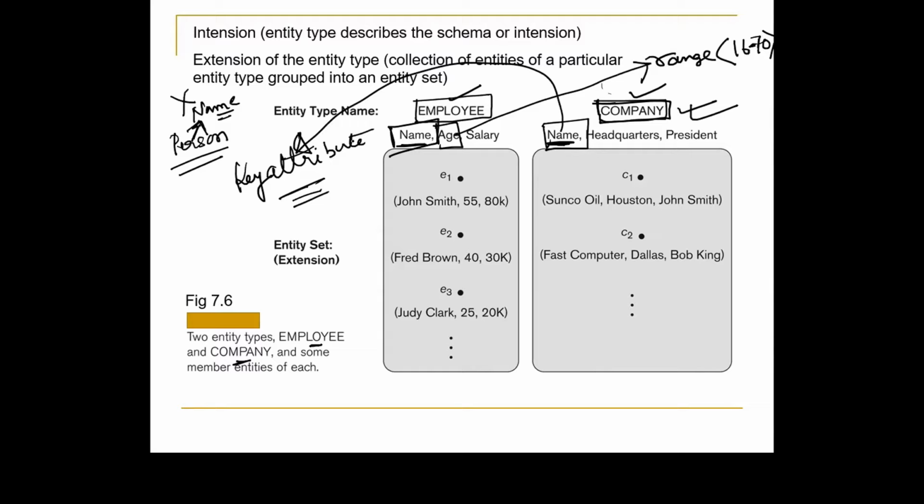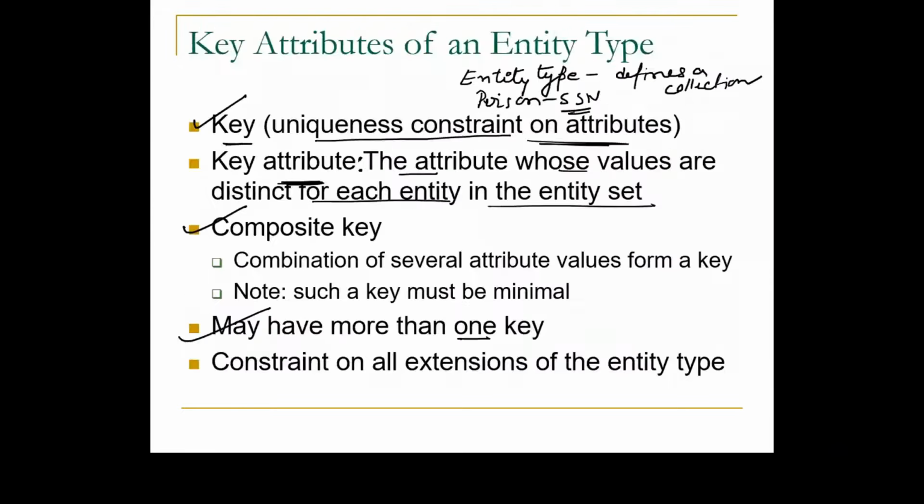Value sets are not displayed in the ER diagram. So here also, if we keep name to be, let's say, 40 characters long, then more than that is not allowed. So that is a value set. That is the domain of that attribute. What is the domain for the name? 40 characters. What is the domain for the age? 16 to 70. Similarly, for salary also you can have a domain. So this is called value set.